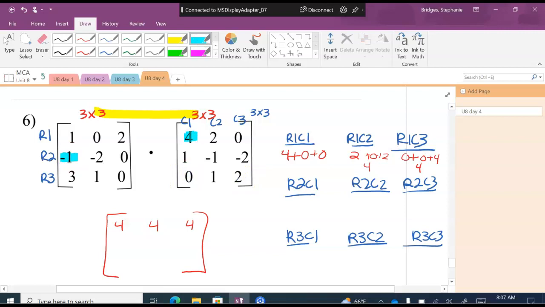Then we're going to do the same thing now with row 2. Negative 1 times 4 gives me negative 4. Negative 2 times 1 gives me negative 2. And 0 times 0 gives me 0. And if I add those, that gives me negative 6 in row 2, column 1. Then we're going to go row 2, column 2. So negative 1 times 2 gives me negative 2. Negative 2 times negative 1 gives me a positive 2. And then 0 times 1 gives me 0. And so those actually go to 0.